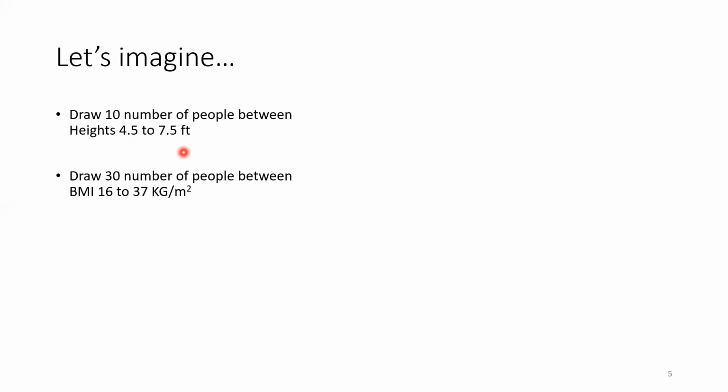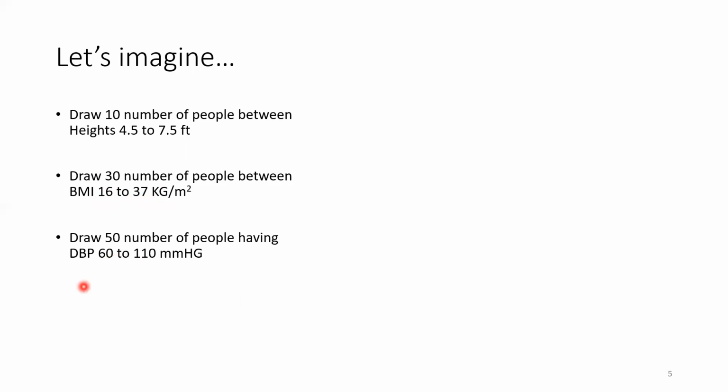Then we have another variable, BMI, body mass index, which is the ratio of weight and height, and it has a range between 16 to 37. It measures obesity, or underweight people. We know that most people have a body mass index between 20 to 25 kg per meter square, and there are very few underweight people. I'm talking about a general population, and very few people have more than 30 kg per meter square.